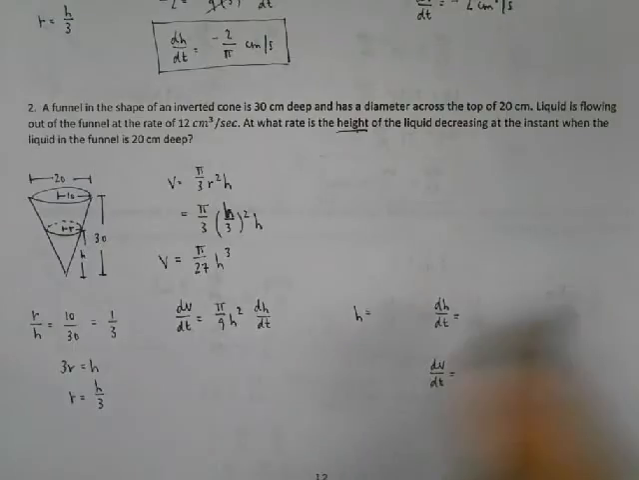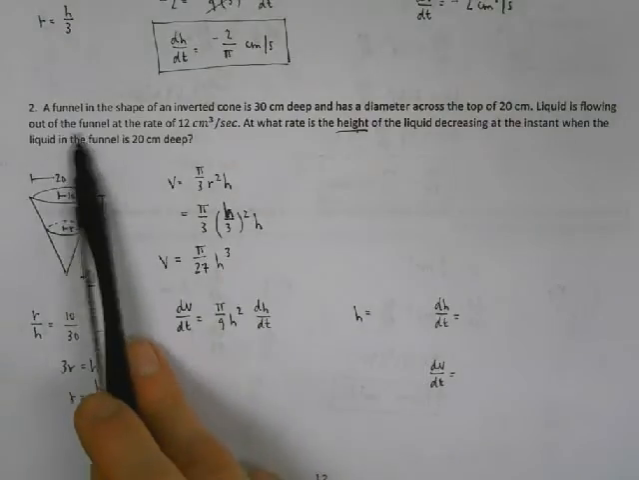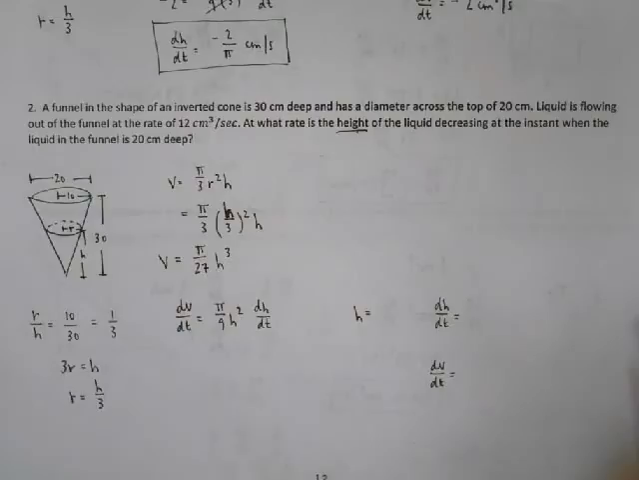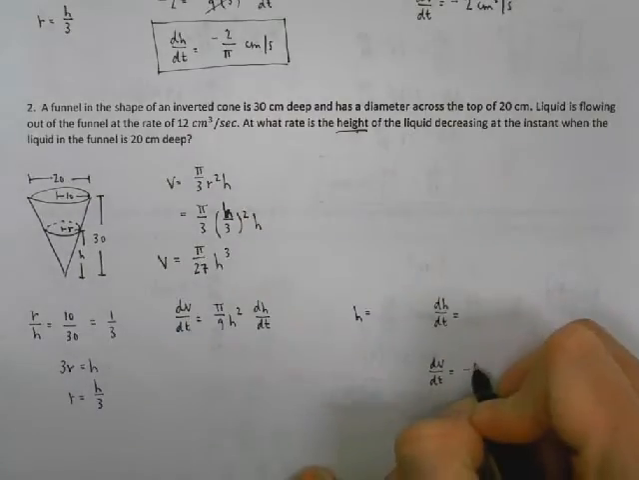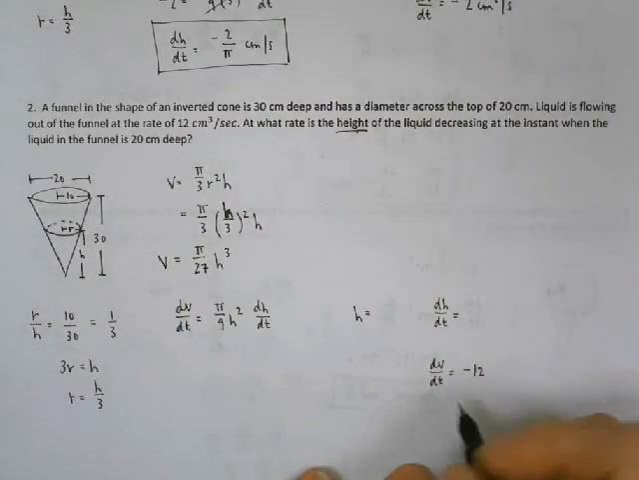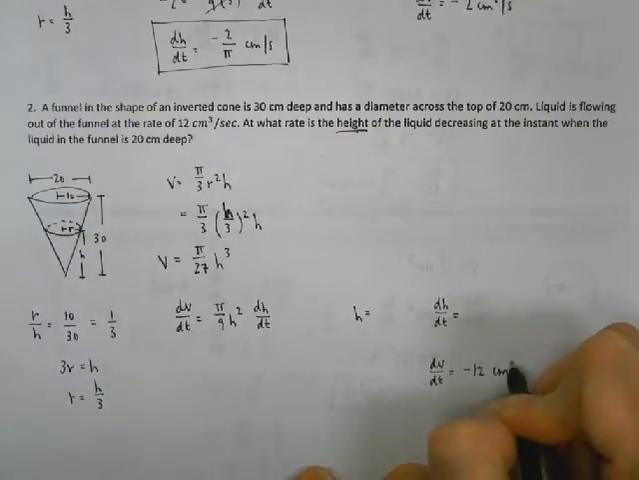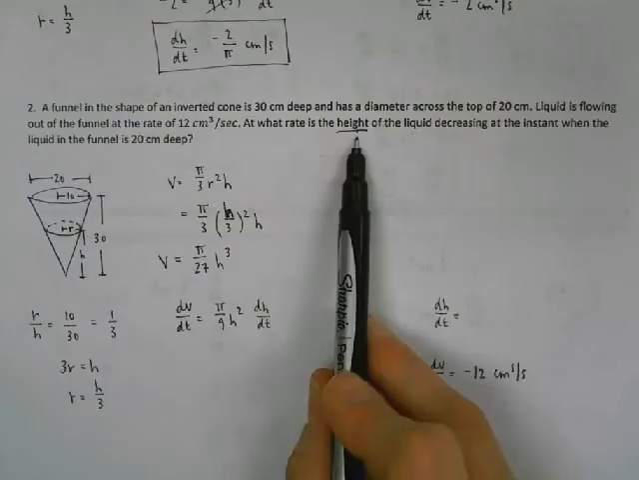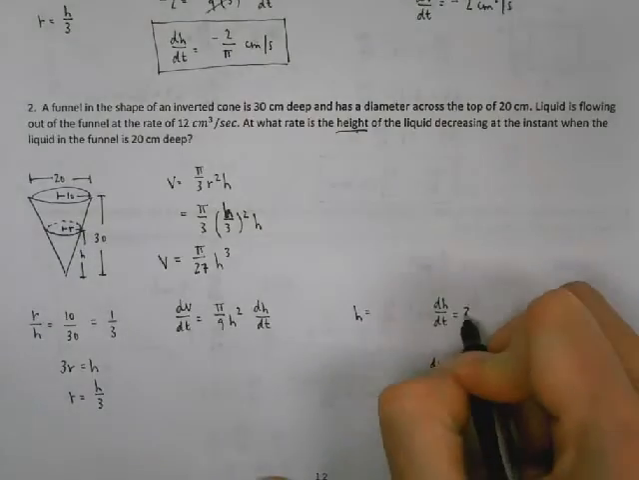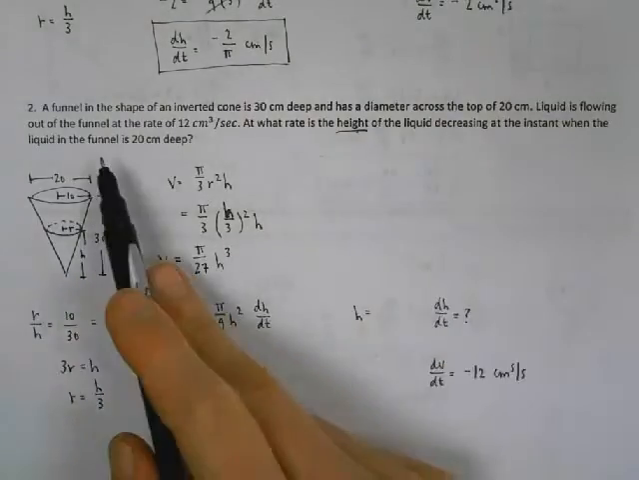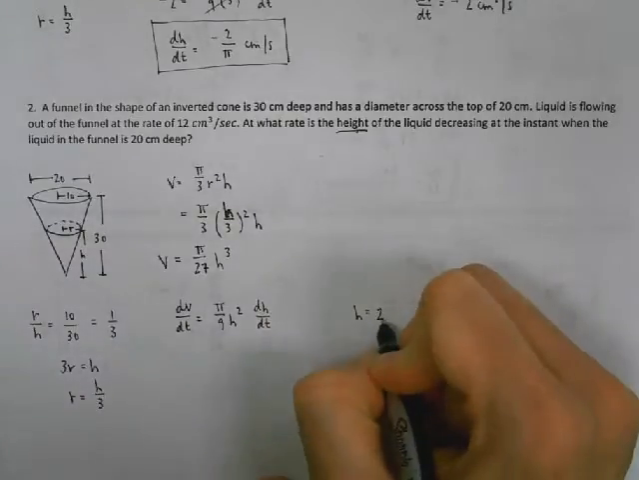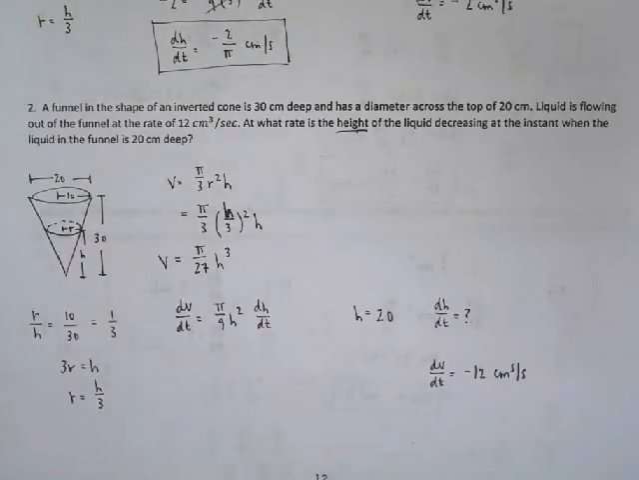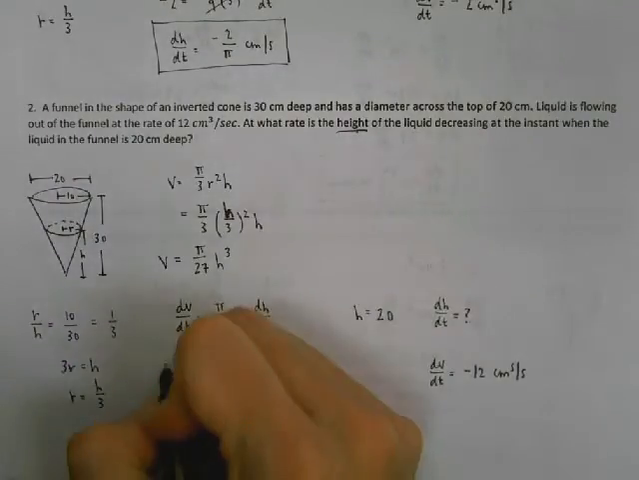So let's see, we were told that liquid was flowing out of the funnel at a rate of 12 cubic centimeters per second. So we have a negative rate of change for our volume. We want to know the rate at which the height is changing at the instant when the liquid in the funnel is 20 centimeters deep, so when h is 20. So let's go plug everything in.